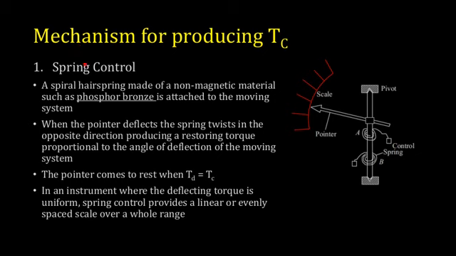Now we'll move to the mechanism for producing control torque. So what is the purpose of control torque? It is to balance the deflection torque. Then only you will have a steady state condition. So the first mechanism that we use for producing control torque is spring control. That is the easiest method that we can follow.